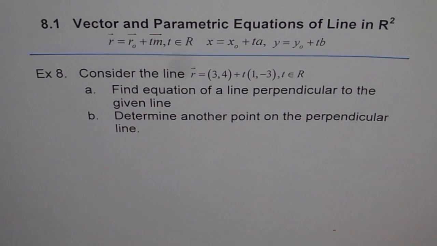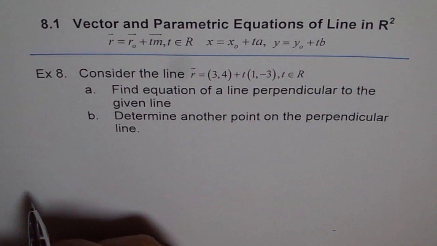Well, this is a very interesting question, and we would like to see now how to find another line perpendicular to the given line. In algebra you learned it was the negative reciprocal, right? And here in vectors, let's see how we get that negative reciprocal. Now you learned in vectors that the dot product is 0 for two vectors to be perpendicular, correct? So we'll use that principle here.